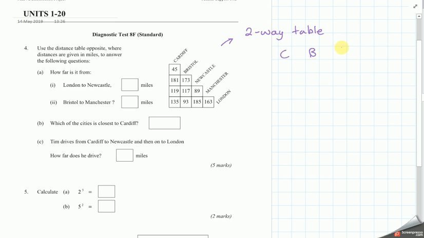They're not in alphabetical order. And London. And we've also got where they could depart from, which are the same places. Now, the way the table works is all Cardiff's values go straight down below Cardiff. 45, 181, 119, 135. Oops, sorry, Cardiff doesn't go to itself.